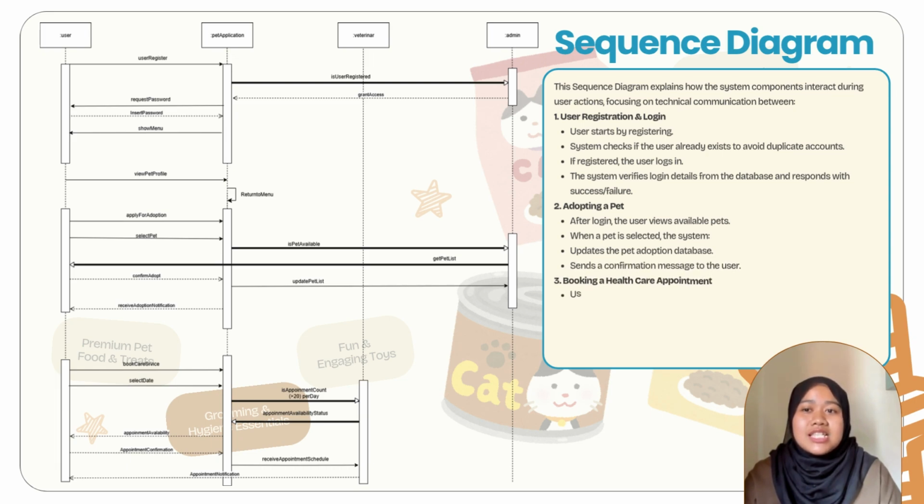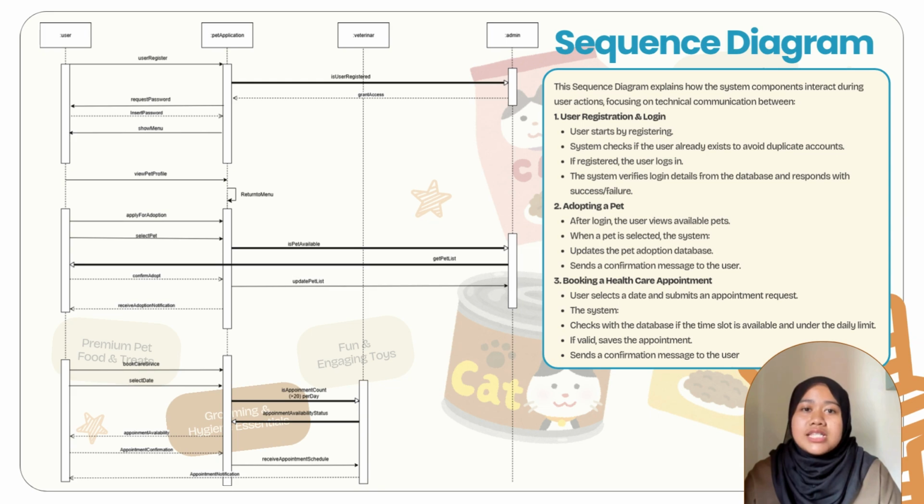Once the user is successfully logged in, they can explore available services such as adopting pets or booking healthcare appointments. If the user selects pet adoption, the system displays the available pets. When the user confirms their choice, the system updates the adoption records and sends a confirmation message.